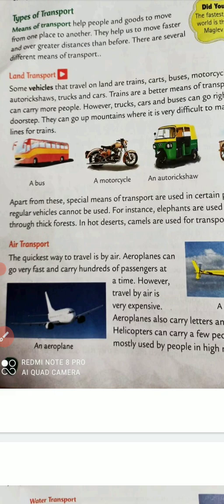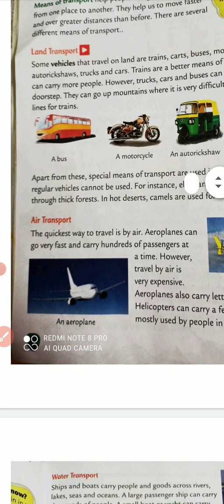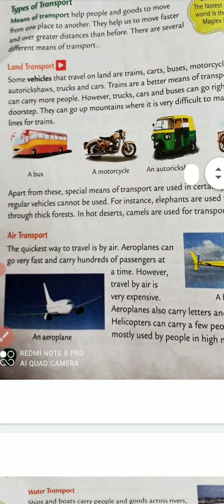They are used to travel in the thick forests. When you go for a safari, elephants are used for traveling. And when you go in a hot desert, camels are used for transport. So there are many animals that are also used as transport, right? So here we are done with land transport. Moving ahead to air transport.